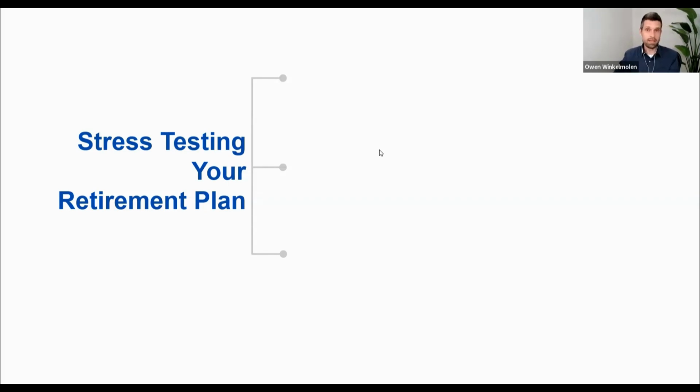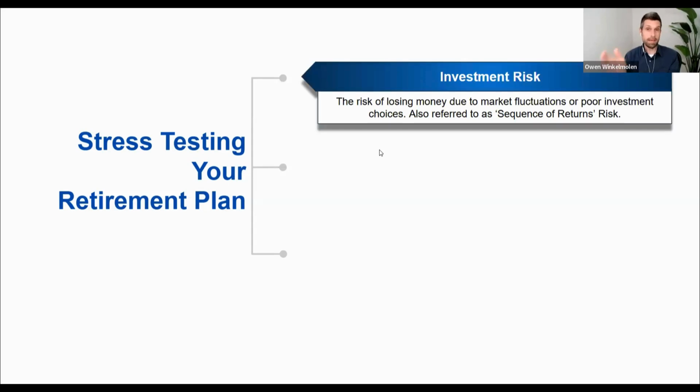And when it comes to stress testing, there are three things we want to focus on. Investment risk, that's a big one. That's the one everybody always thinks about when they think about stress testing their retirement plan. This is the risk of losing money during a market fluctuation, a recession, a depression, poor investment returns, also called sequence of returns risk. This is the big risk that everybody always thinks about when it comes to retirement, and we want to address that within the retirement plan.